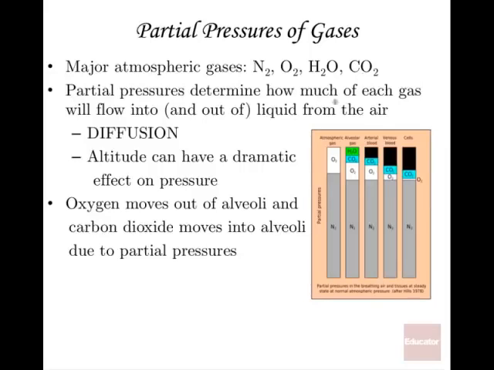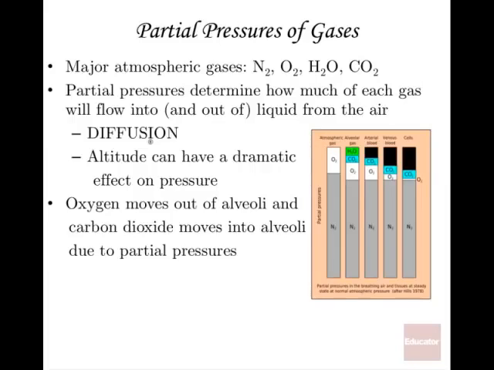So partial pressures determine how much of each gas will flow into and out of liquid from the air. And it all comes down to diffusion. Yes, you are actively expanding the lungs and contracting them in terms of the muscles' effect, but the movement of air in and out really comes down to diffusion. You're not using active transport or ATP to drive oxygen in and to drive CO2 out. It's diffusion, which is that passive natural process. So that's why it comes down to pressures.